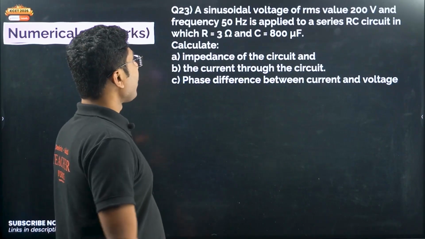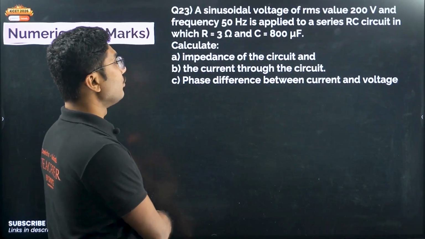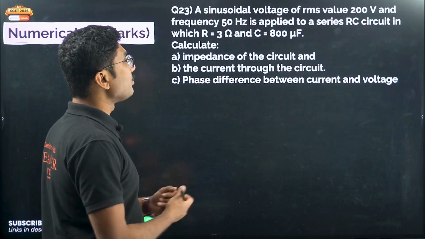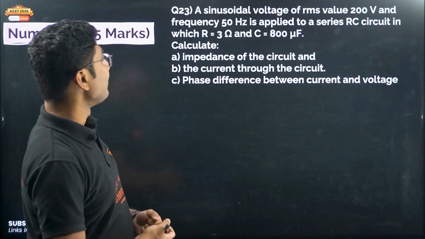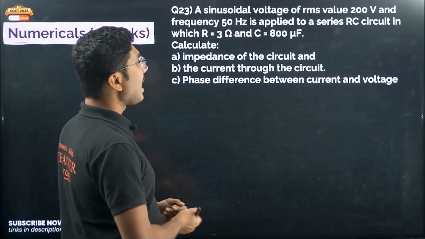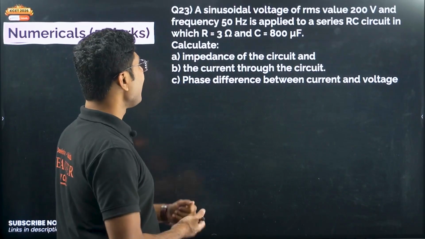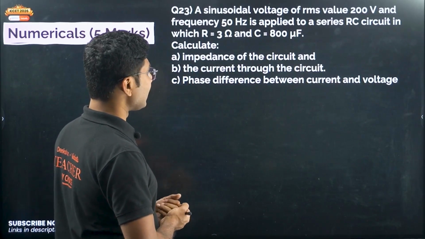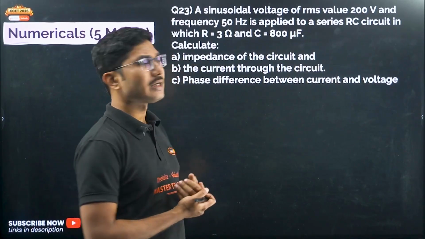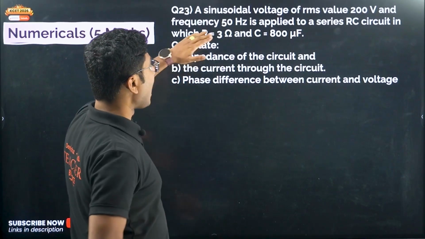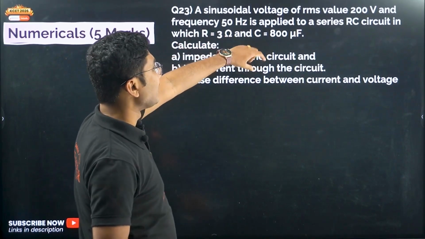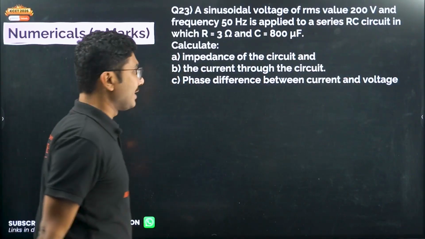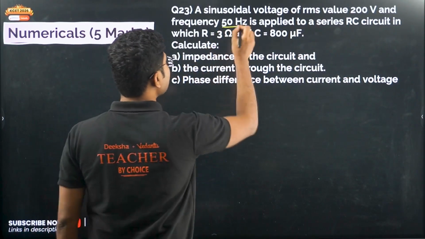Next, a sinusoidal voltage of RMS value 200 volt and frequency 50 Hz is applied to a series RC circuit in which R is equal to 3 ohm and C equals to 800 microfarad. Calculate impedance of the circuit, the current through the circuit, phase difference between the current and the voltage. So R is given, C is given, and they mention this is only an RC circuit. So no L over here. Easy question, right? 50 Hz is the frequency.